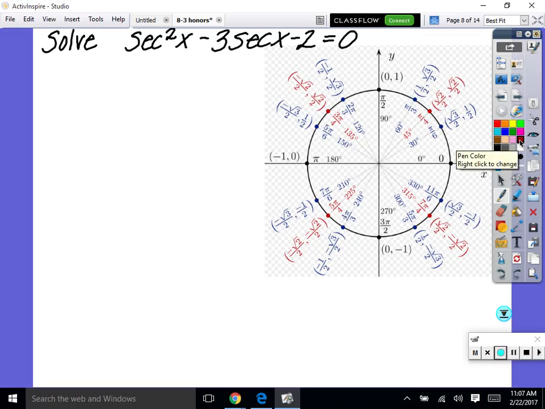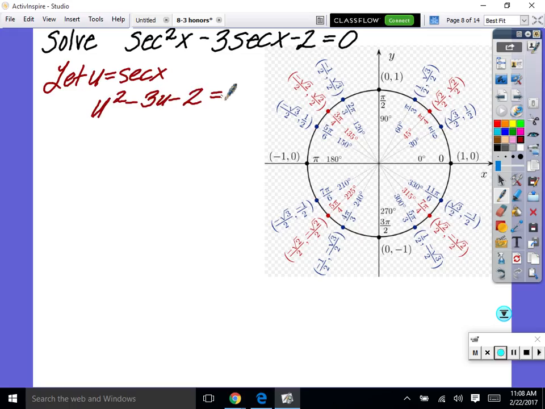Here you go. So we have secant squared x minus 3 secant x minus 2 equals 0. Notice, once again, this one is quadratic in form. So we're going to do another u substitution. Let u equal secant x. So that would be u squared minus 3u minus 2 equals 0. We're going to try solving by factoring.